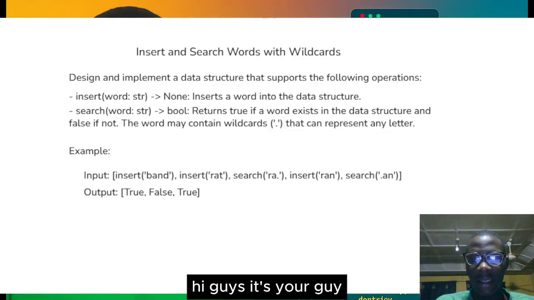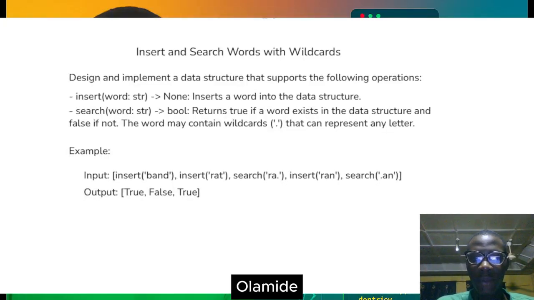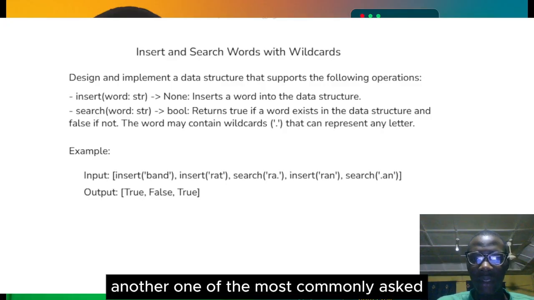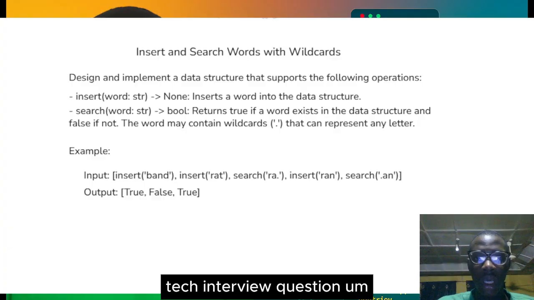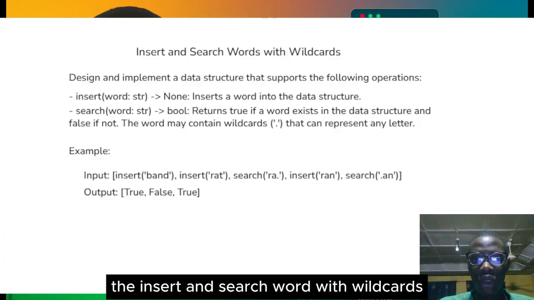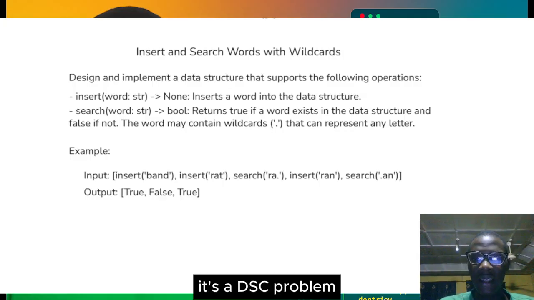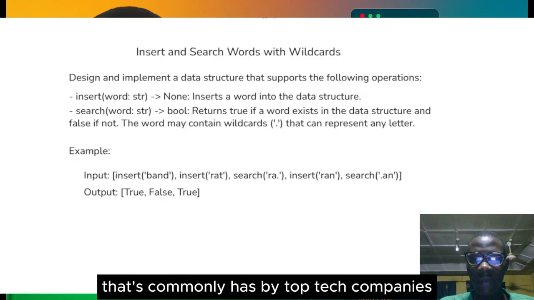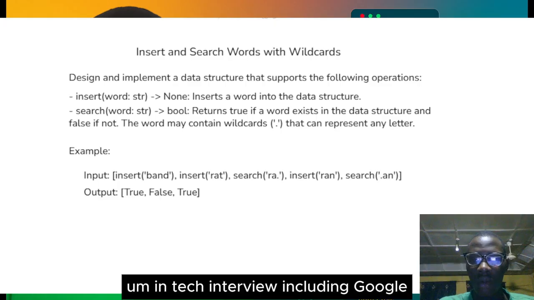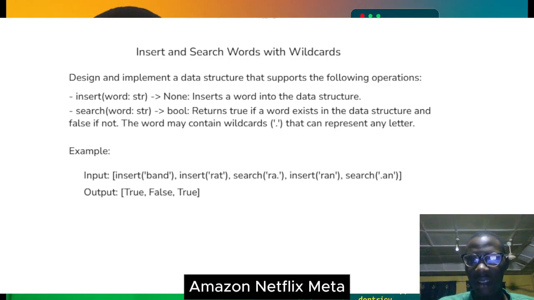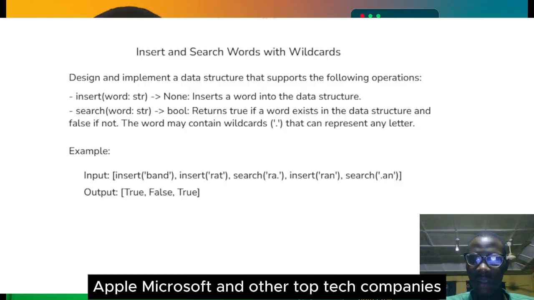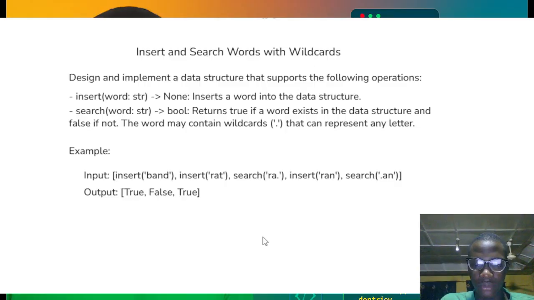Hi guys, it's your guy Olumide, and today we'll be solving another one of the most commonly asked tech interview questions, the insert and search word with wildcards. It's a DSA problem that's commonly asked by top tech companies in tech interviews, including Google, Amazon, Netflix, Meta, Apple, Microsoft, and other top tech companies.